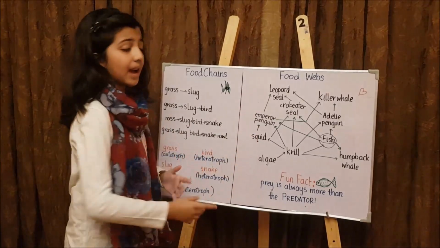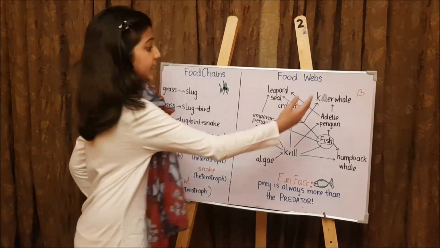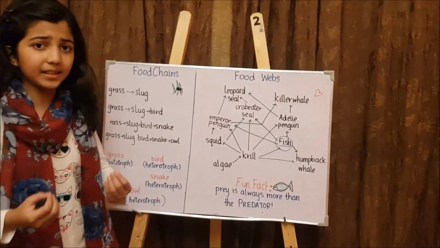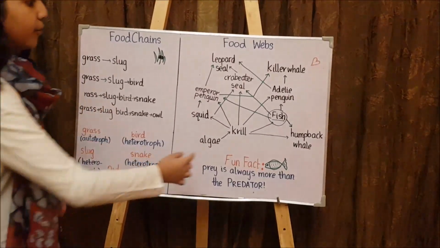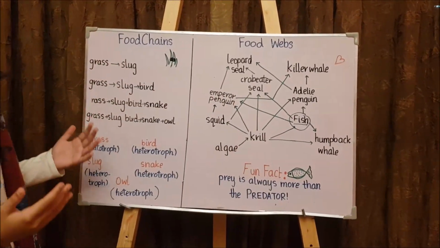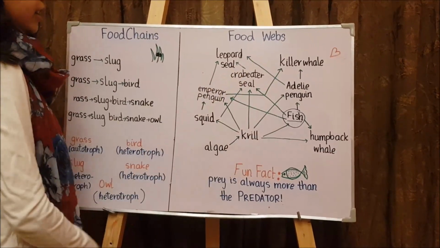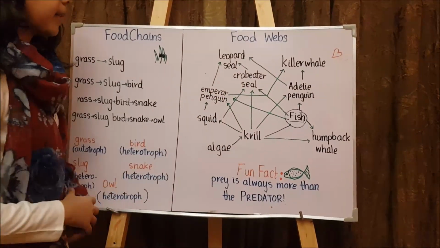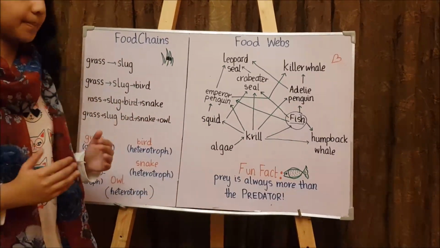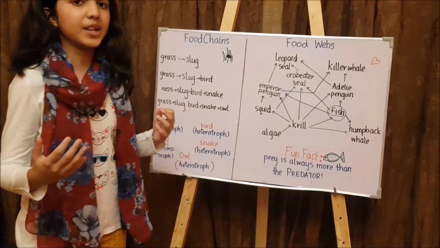And in this food web, I have one producer, the algae, and two apex predators, the killer whale and the leopard seal. A food web is very delicate. Even the removal of a small creature, the fish, will affect the whole food web. The animals which are eating the fish, like the Adelie penguin, crab-eater seal, emperor penguin, and the humpback whale, their population will decrease because it's a fun fact that the prey is always more than the predator.